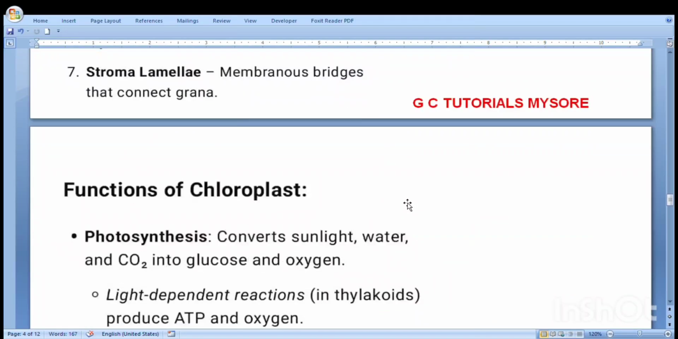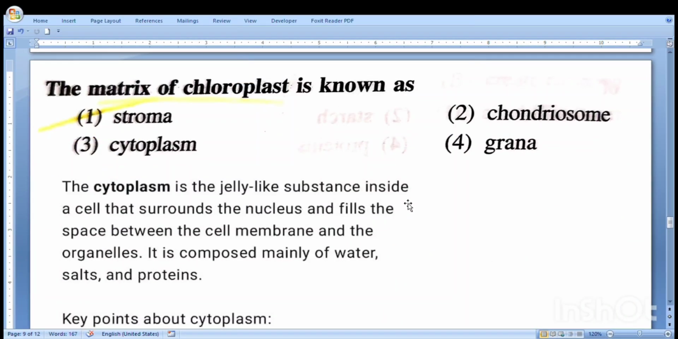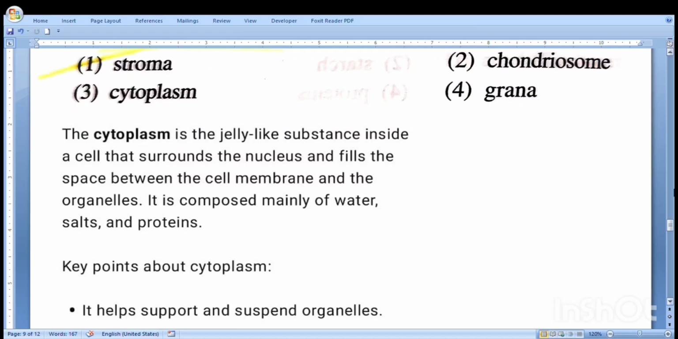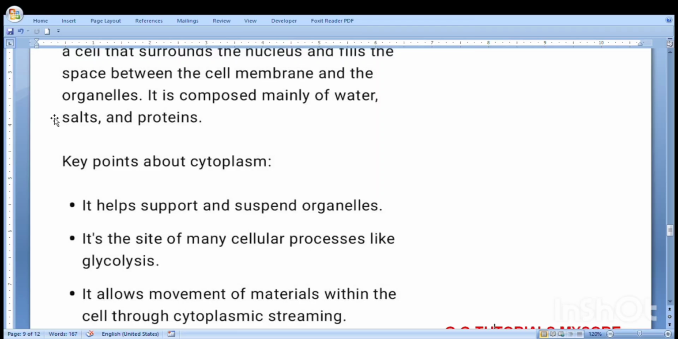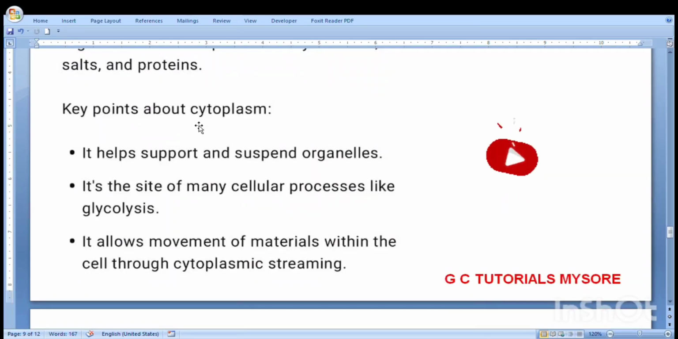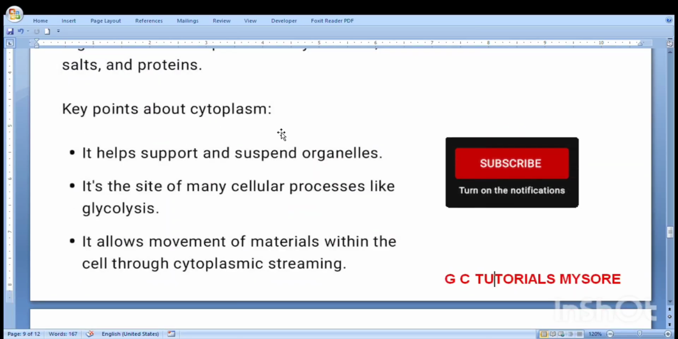Next we come to another question. I gave you simple notes for all this. If you want, you can pause the video and take the notes. The cytoplasm, I already explained everything, right? It is a jelly-like substance inside the cell that surrounds the nucleus and fills the space between the cell membrane and organelles. It is composed mainly of water, salts and proteins. I also gave you some key points about chloroplast. If you want, you can take a screenshot and use it.